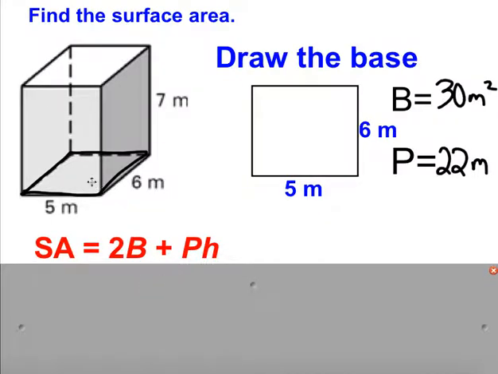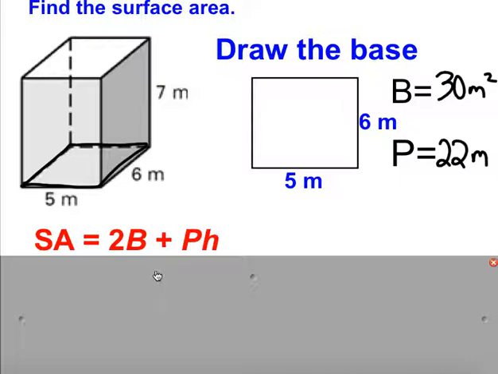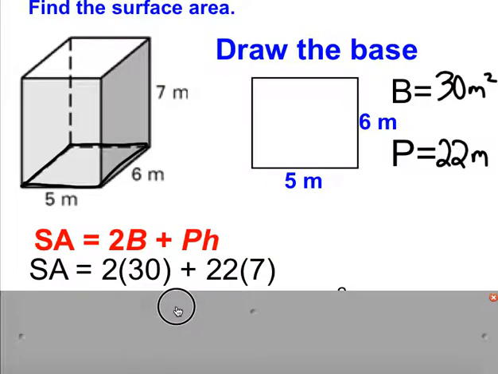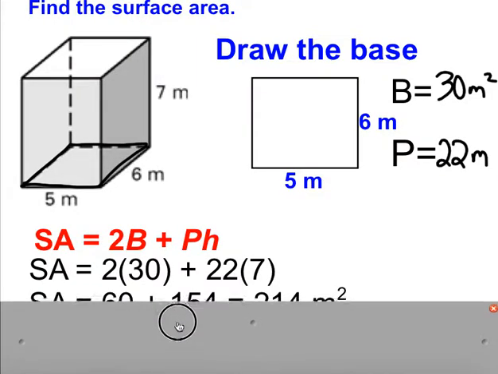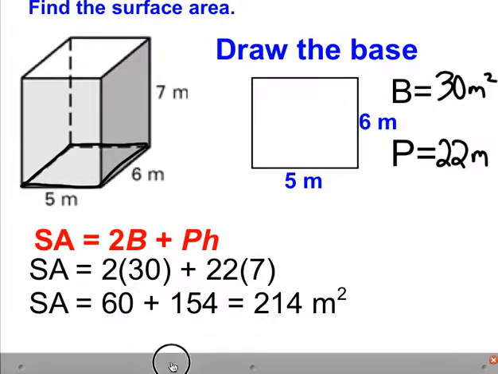We say 2 times the area of the base. Okay, so we're covering this one and this base. And then we're finding the perimeter, all of these sides, times the height. And you can imagine, well, if I split that up, really I would just be doing 6 and 6 times the height. That's this side and this side. And then 5 by 5 times the height. So we're including all of the faces just in a little bit of a more concise definition. So we plug in 2 times 30, 22 times 7, and we add it up to get 214.